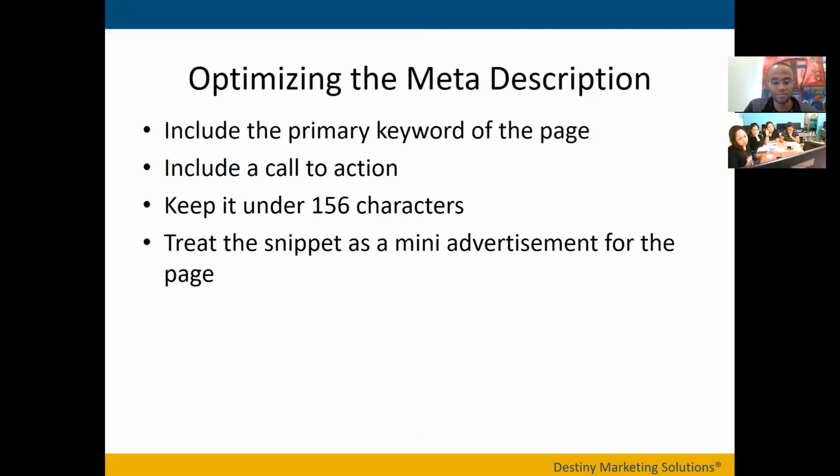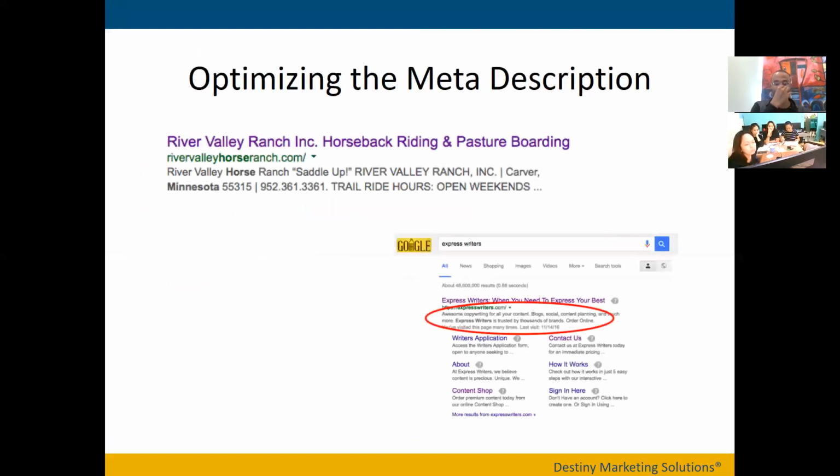And finally, this is more the marketing piece of it, but you want to treat that snippet as a mini advertisement for your page. You want to write something that's really going to appeal to someone, catch their eye, and lead them to click through to your page versus other search results. Here's an example of two meta descriptions. I'm not sure if you can see the bottom one here, but I'll give you a chance to read both, and I want you to tell me which one is the better meta description.